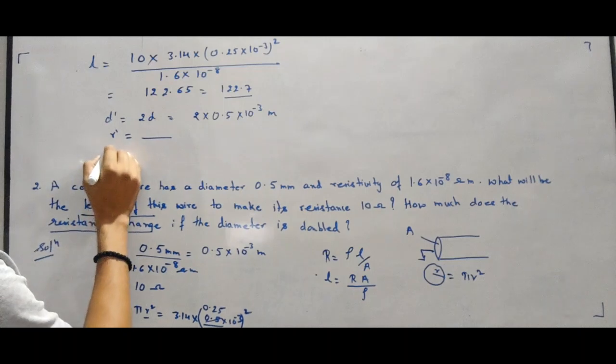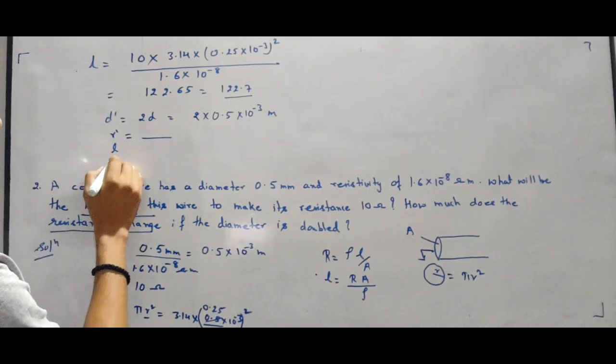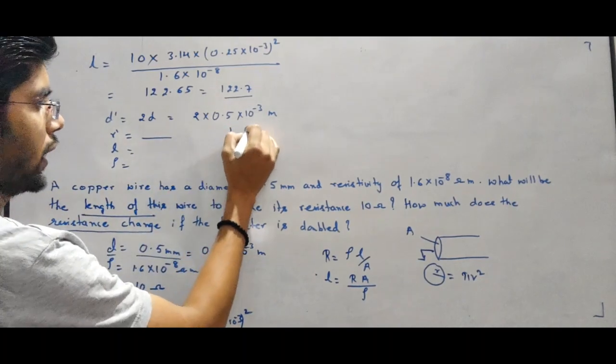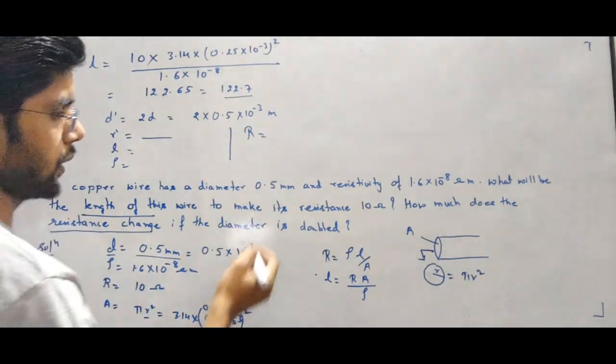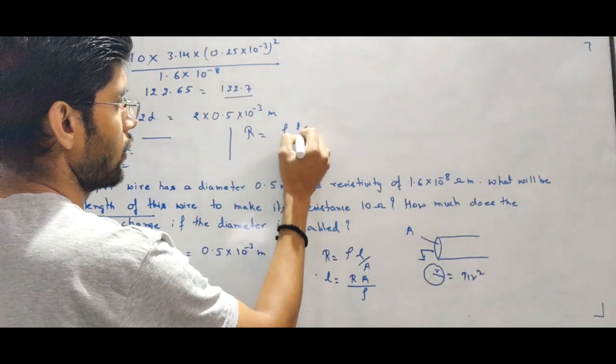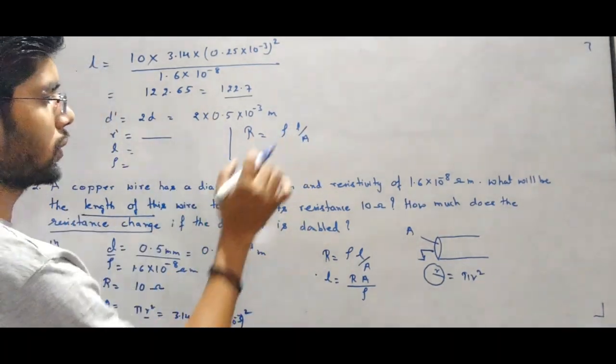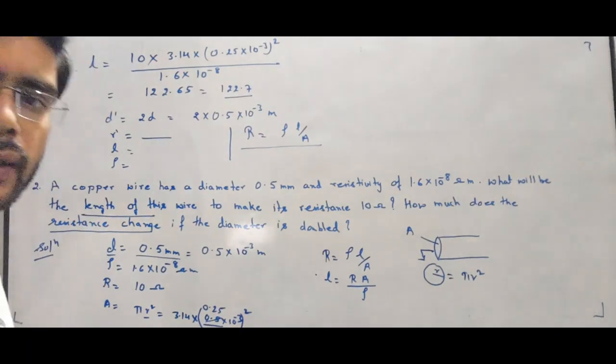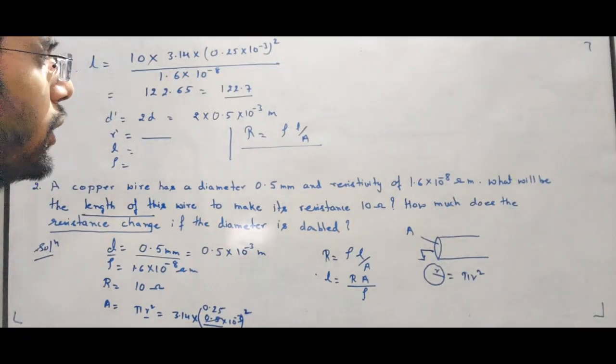Now you have the length and you have the resistance. So can you calculate the R? Yes, rho L by A. Please substitute the value and see what value you are getting and write it in the comment.